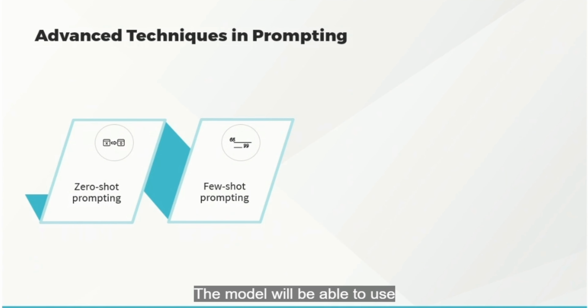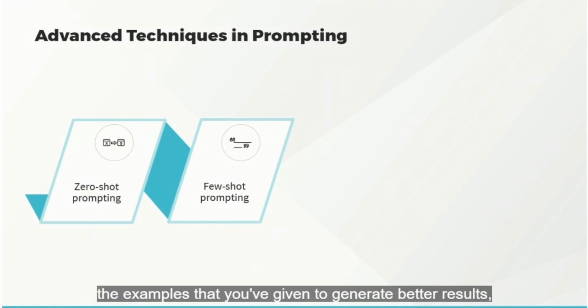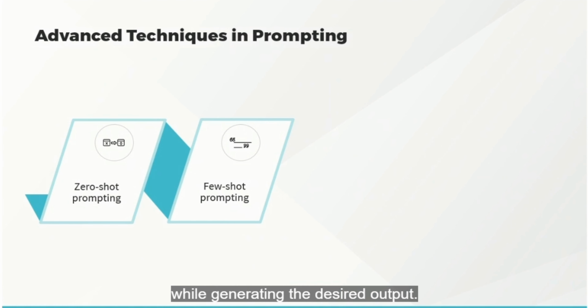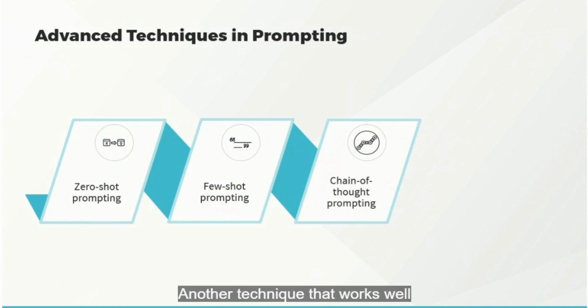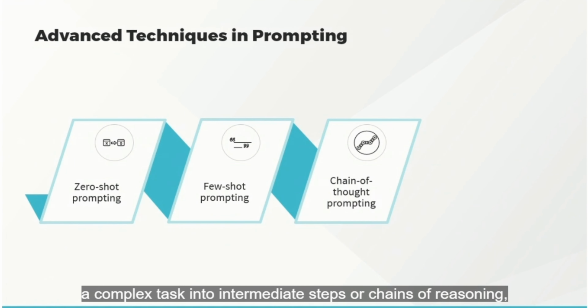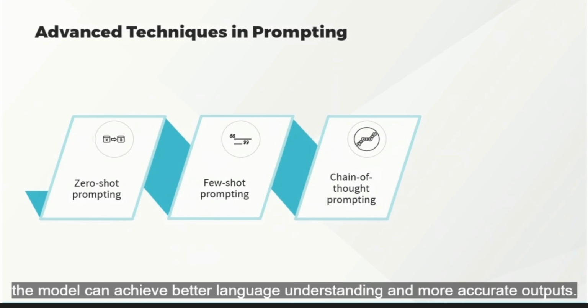The model will be able to use the examples that you have given to generate better results while generating the desired output. Another technique that works well for complex tasks is chain of thought prompting. This involves guiding the model through a series of reasoning steps by breaking down a complex task into intermediate steps or a chain of reasoning. The model can achieve better language understanding and more accurate outputs.